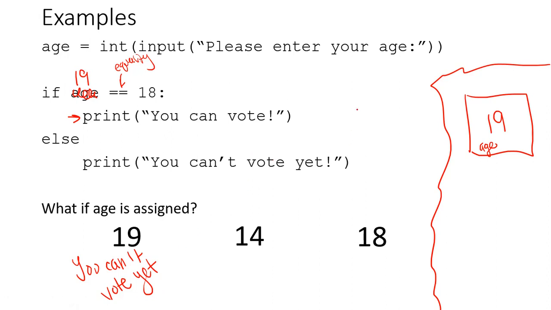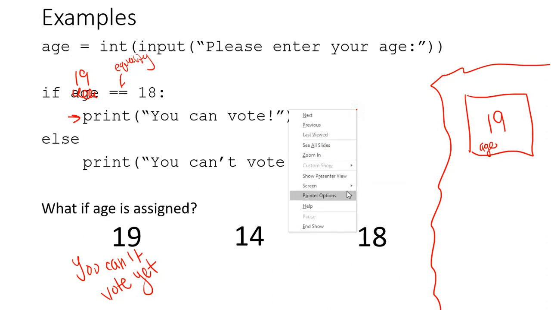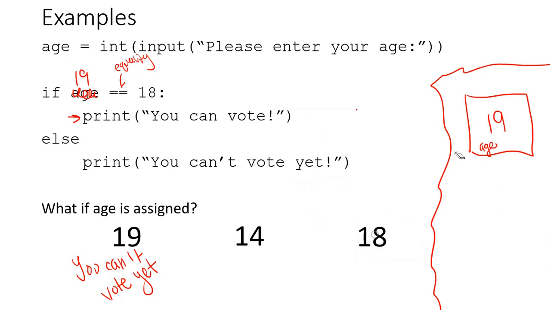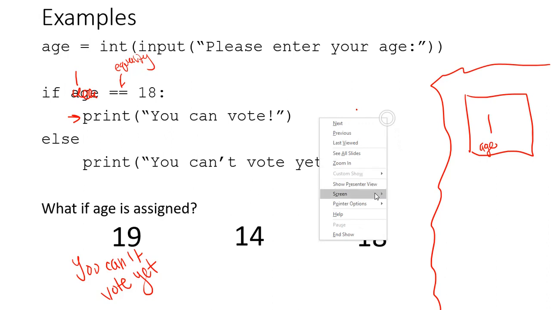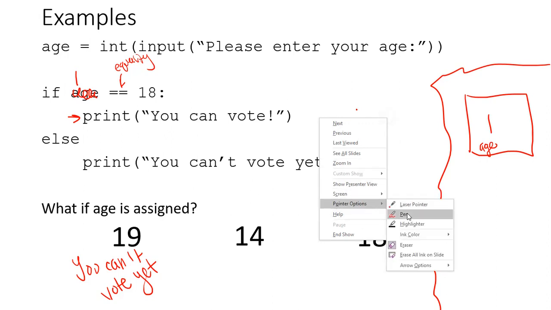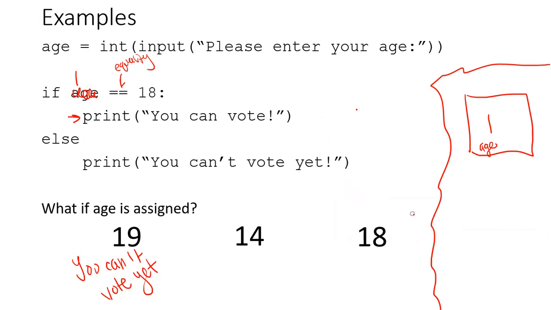So what if I'm 14? All right, let's do some erasing here. Erase the 9. Change to my pen again. All right, so 14 is this example. So again, memory, 14. It's going to check, is 14 equal to 18? No, right? So again, the else will run because that's a false statement. If it's false, that means the else has to happen. So again, we would display or print, you can't vote yet.